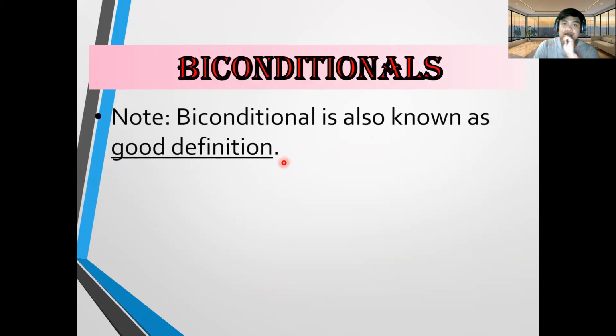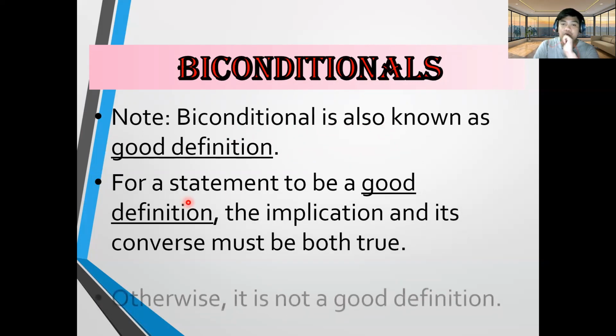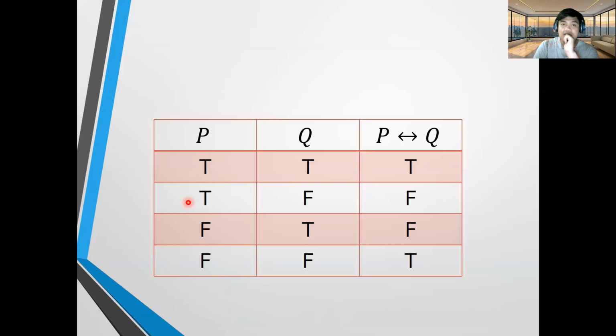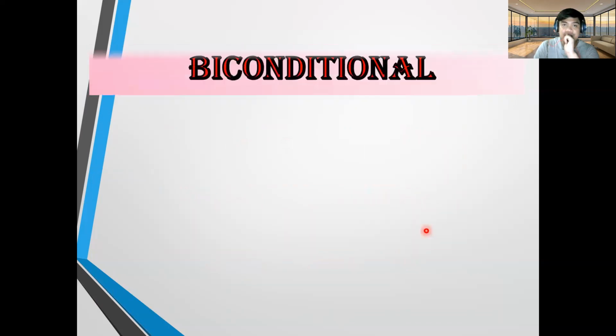Biconditional is known as a good definition. For a statement to be a good definition, the implication and its converse must be true. Otherwise, it is not a good definition. So for biconditionals, kailangan parehas na value para maging true siya. So we have true, true, true, and then false, false, true. If it is magkaiba, it will become false. This is the biconditional truth table.